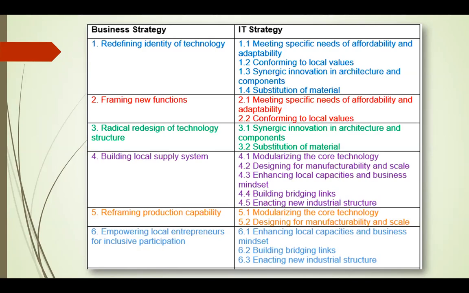Appropriate technology requires a fit between production techniques and technical structure, as well as between production techniques and local resource characteristics. Based on this logic, the analysis identifies these two activities, which, like I explained, are broken down into point 5 and 6. So, building local supply systems. Now this is linked to the IT strategy, as you can see, which goes into 4.1, modularizing the core technology.